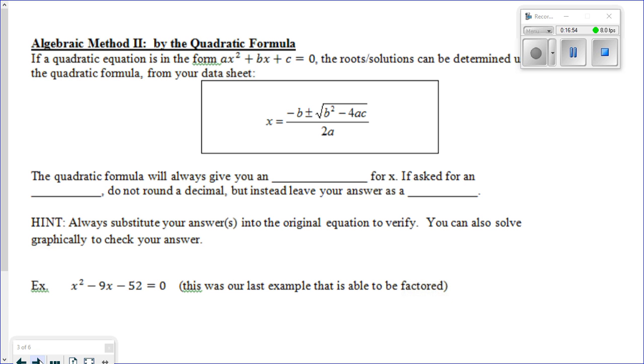So this is the second method of solving algebraically, and this is using the quadratic formula. You can always use the quadratic formula, even if the quadratic can be factored. But this also helps if it's not something that's easily factorable. So I'll talk about that in a bit.